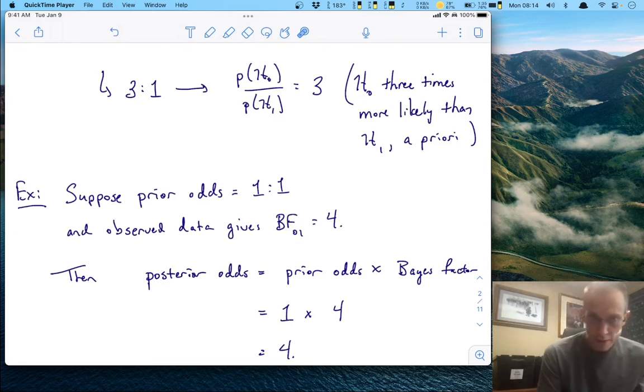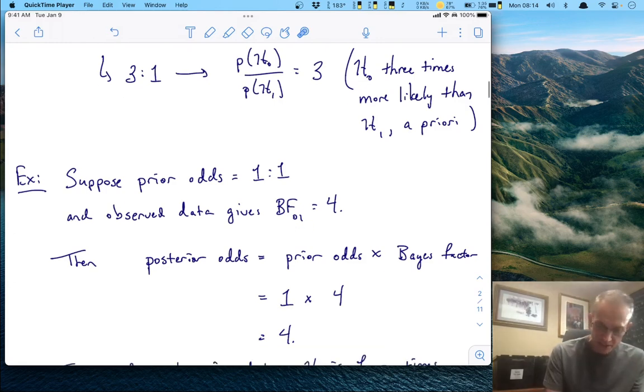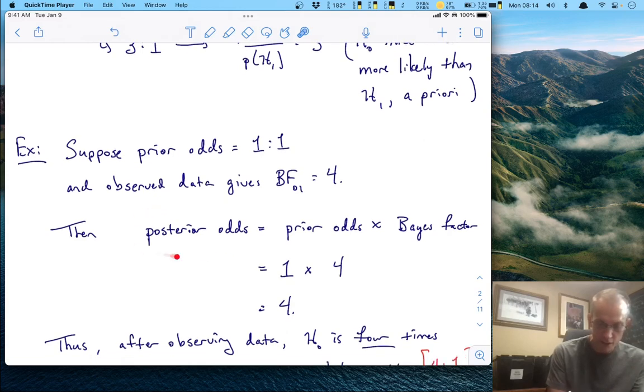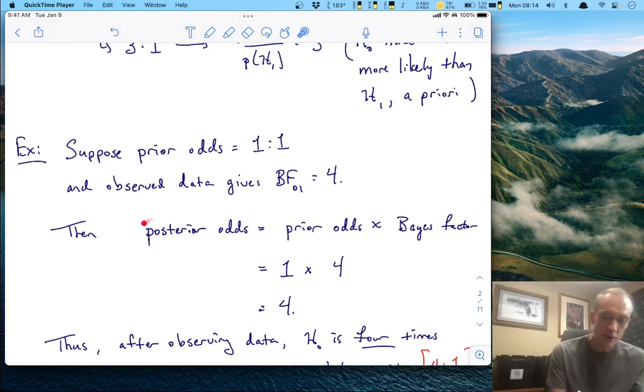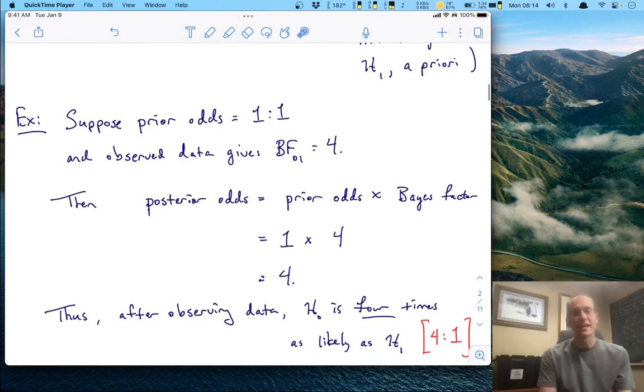Well, then by the equation that we stated above, the posterior odds are equal to the prior odds times the Bayes factor. So the prior odds were 1. The Bayes factor was 4, so simply multiplying those two gives us posterior odds equal to 4. So that is, after observing data, H0 is now 4 times as likely as H1.